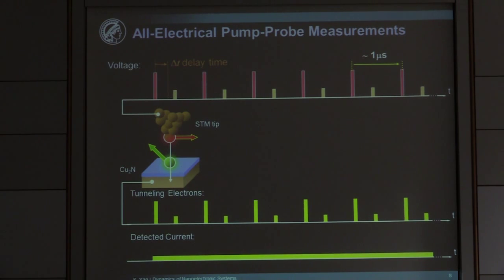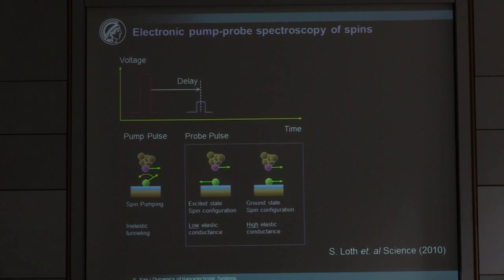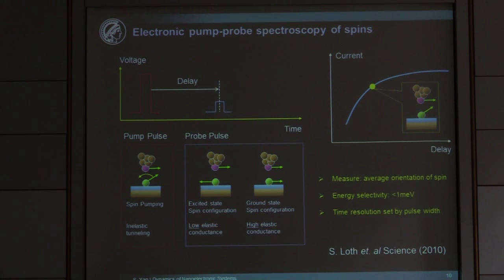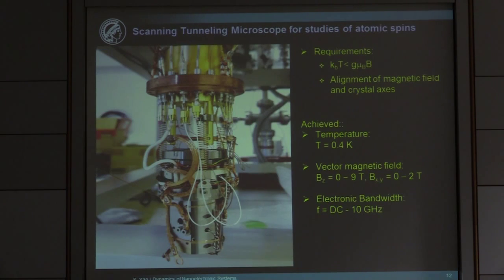By gradually changing the delay time between the pump and probe pulses, we can map out the spin dynamics of the nanomagnets. This technique was developed in 2010 by the IBM group. And this is our machine in Hamburg.